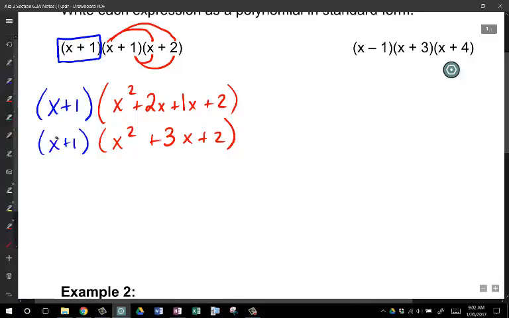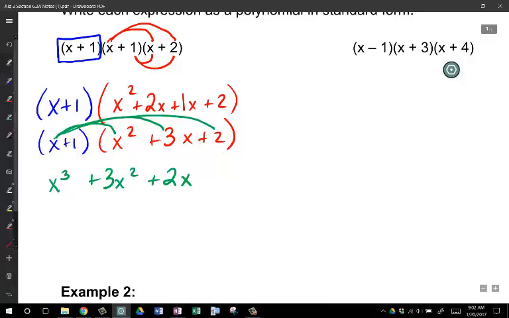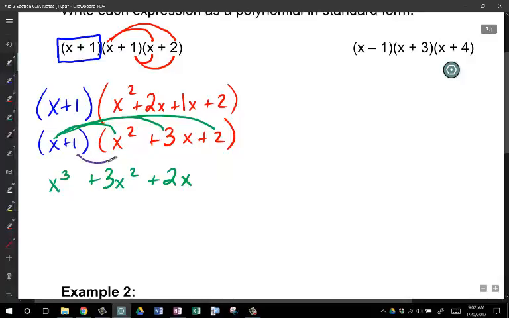Step 2 would mean we take the x and we multiply it times each part. So that's going to give us x cubed. The middle one's going to give us 3x squared. And the last one's going to give us 2x. We're halfway there. Finally, we're going to multiply the 1 times each of these.